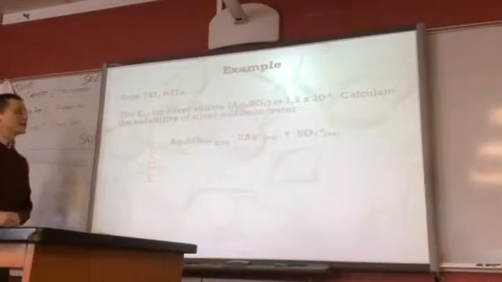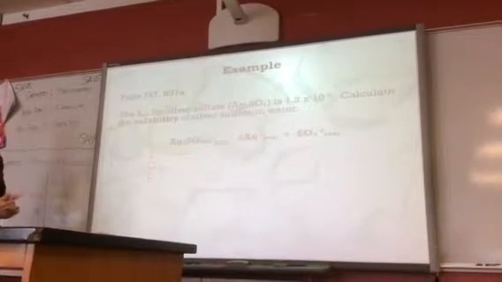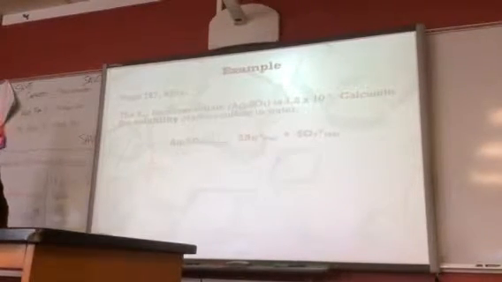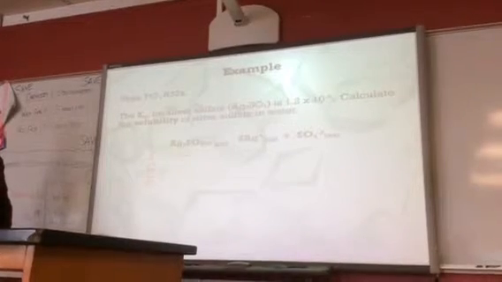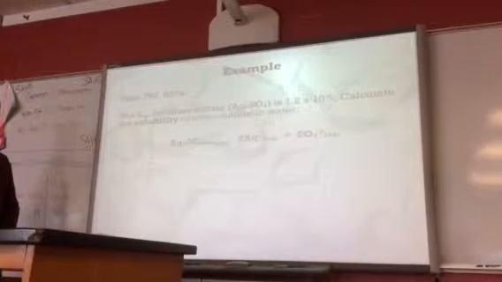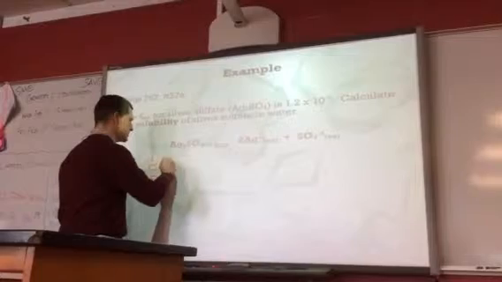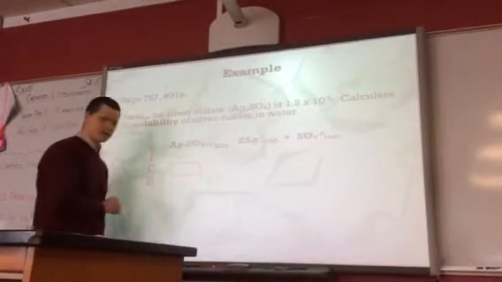All right, here's another question. The KSP for silver sulfate, Ag2SO4, is 1.2 times 10 to the negative fifth. What is the solubility of silver sulfate then in water? We talked about what solubility is. It's this. We want to find that.